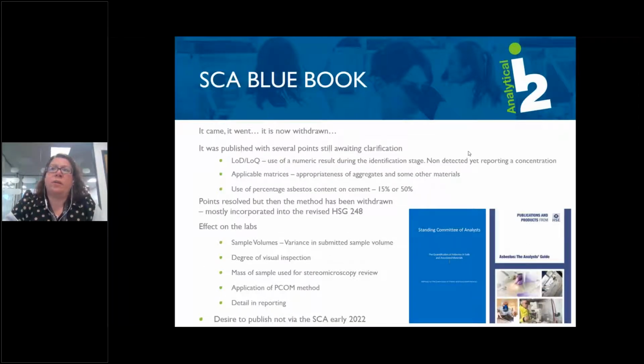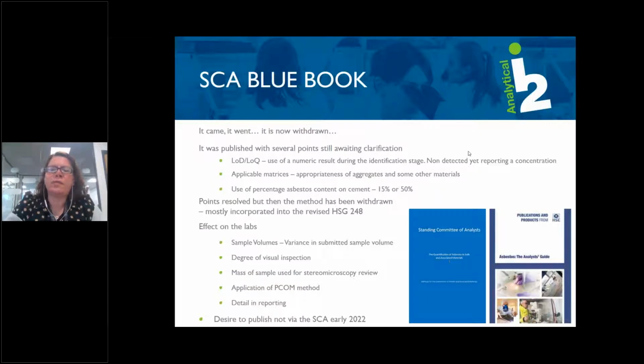Many of you will have probably heard of the Blue Book for Asbestos Analysis. It's been cross-referenced in many places. It came, it went, it is now withdrawn. It was a step through of the soil analysis method. It was written by a large group of laboratories, and UKAS were involved as well, and some people on the consultancy side to make sure the data that was generated was of use. There were some contentious elements, but these were largely dealt with, and then the final document was issued.